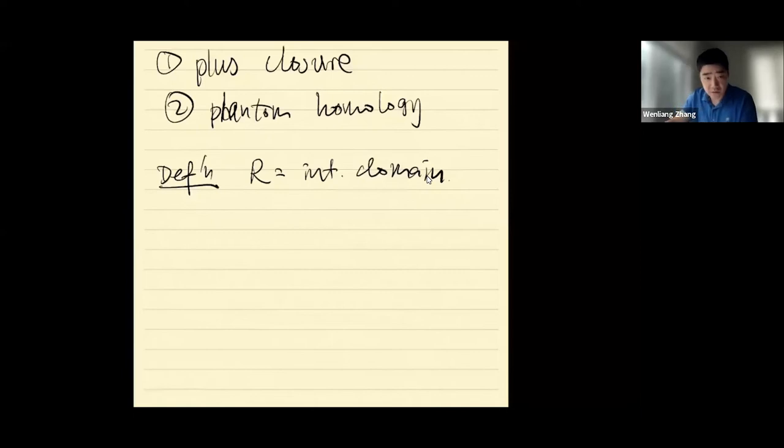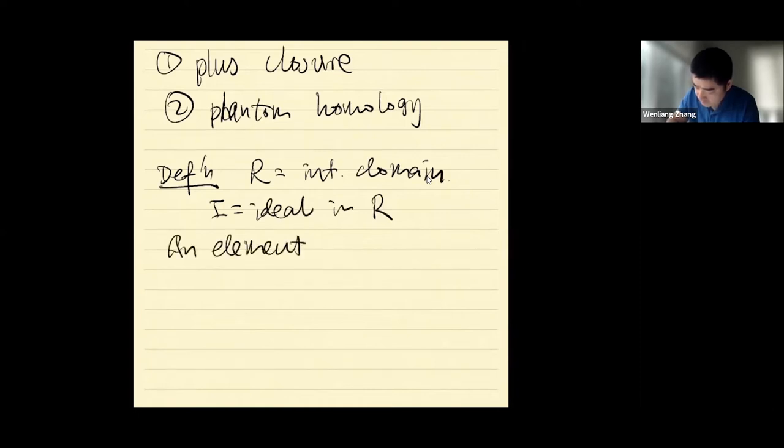All right, so R is an integral domain, I is an ideal in R. So we say an element R is in the class closure.